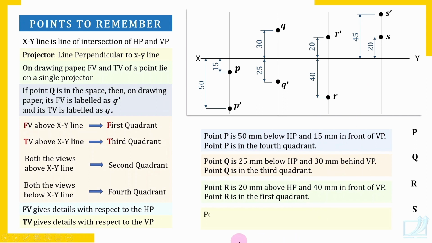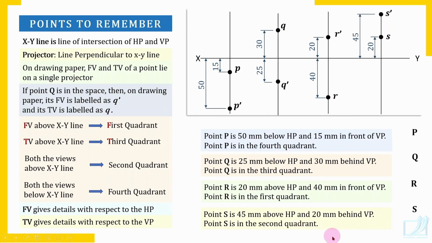Now point S. Here it is the front view, so this is distance from HP. Front view gives distance from HP, and it is above XY line. So we'll say 45 millimeters above HP, and top view gives detail with respect to VP. So this is distance from VP. Don't say 20 millimeters above VP. What you should say is 20 millimeters behind VP. Both views are above XY line, so we'll say point S is in the second quadrant.